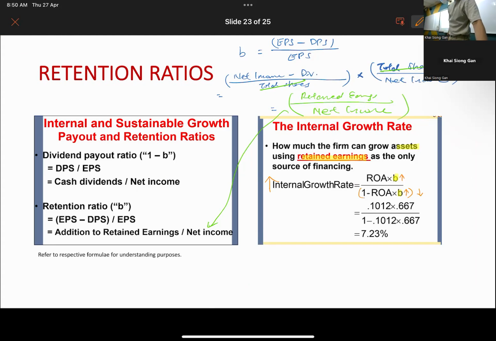Okay, so therefore this is one of the conclusions you can derive: the higher the retention ratio, the higher the internal growth rate. The more you pump back into the business to fund your assets, the higher the internal growth rate. Okay, so that's all you need to know for your tutorial topic 3.